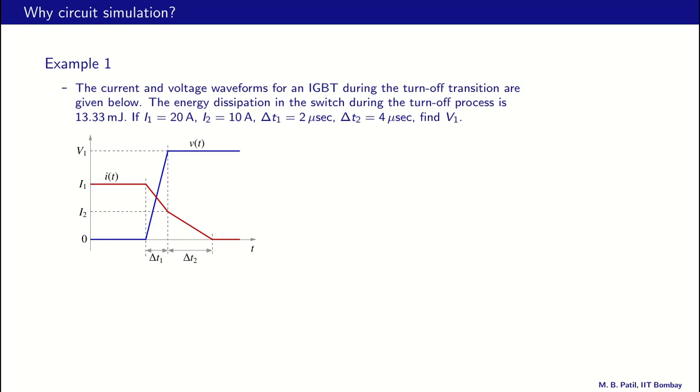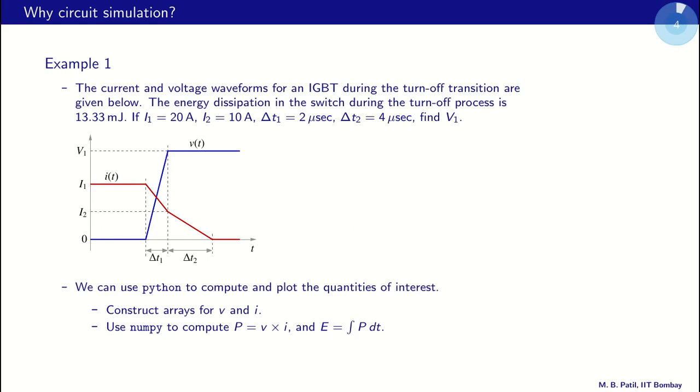Now the question is whether we need a circuit simulator for this purpose, and the answer is clearly no, because this problem is too simple. What do we need to do? We just need to write a Python shell which will construct arrays for the voltage and current, and this we can do with NumPy, and then use NumPy again to compute the power as a function of time, which is just V times I, and then the energy, which is the integral of the power with respect to time. And all of these can be very easily accomplished using NumPy.